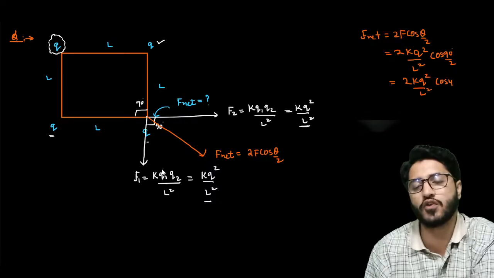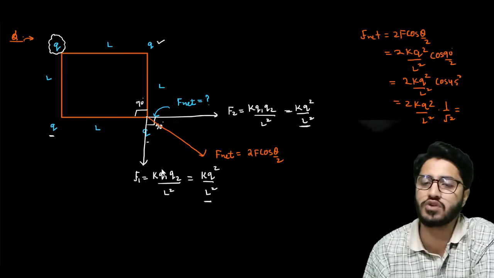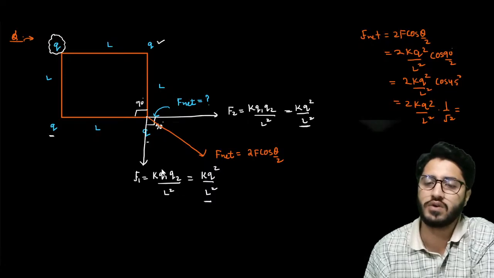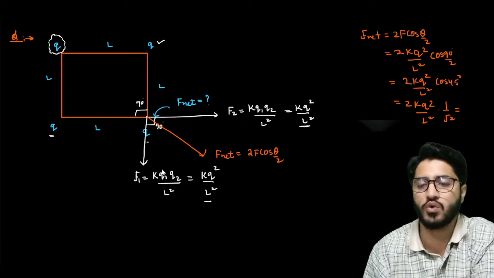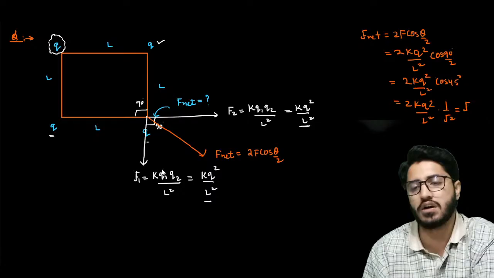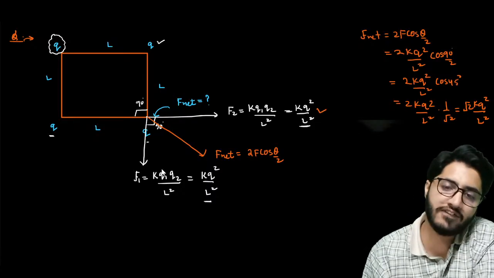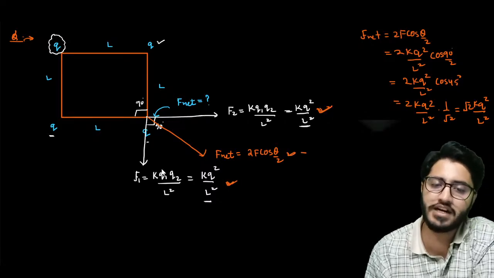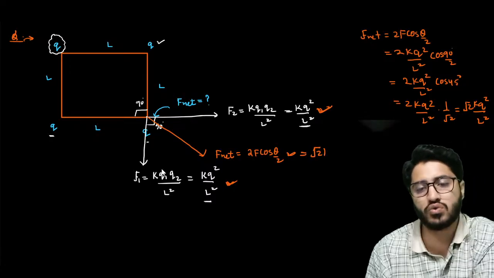Then we have cos 45. I can write 2K Q square by L square times cos 45, and cos 45 is 1 by root 2. So my whole answer will be equal to root 2 K Q square by L square. So the effect of these two forces is equal to root 2 K Q square by L square.